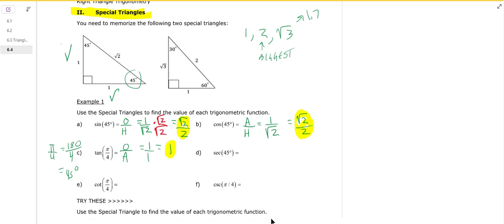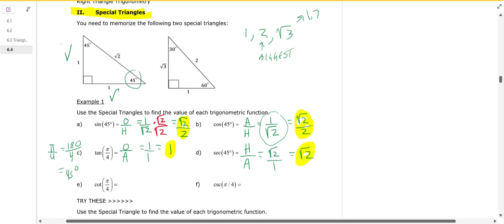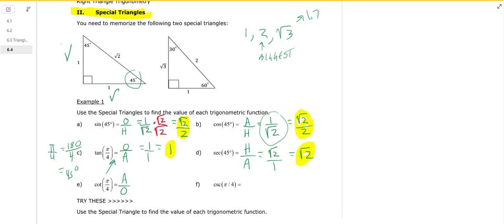Okay, the secant of 45 is the reciprocal of the cosine. So it's hypotenuse over adjacent. That would just be square root of 2 over 1, so that would end up being the square root of 2. And all these are 45-degree angles. Okay, so the cotangent of pi over 4 would be the reciprocal of the tangent. So that would be 1 over 1, so that would still be equal to 1.